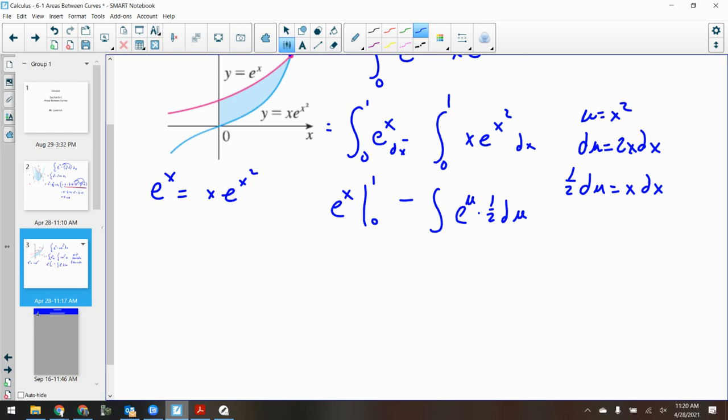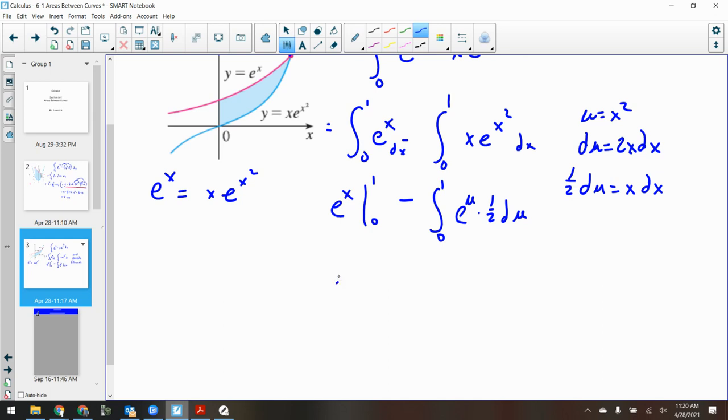And now let's change our inputs. If I'm changing my endpoints, I'm going to plug them into x squared to get u. So I've got 0 going in. Well, 0 squared is 0. Convenient. 1 squared is 1. Very convenient. I don't need to change my endpoints. That's nice. So even if you had forgotten to do that, it still worked out.